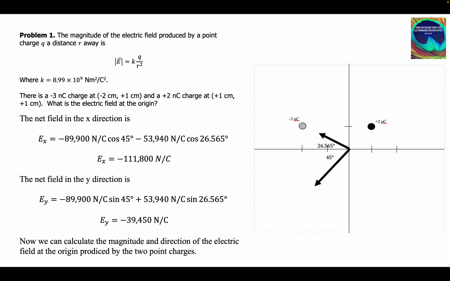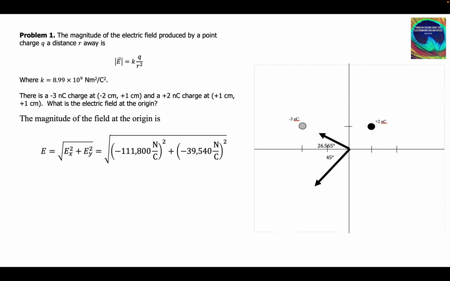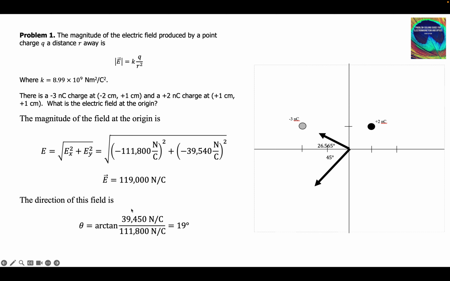So now we can use the Pythagorean theorem to get the magnitude of the electric field. E sub x squared plus E sub y squared, square root. And the answer is 119,000 newtons per coulomb. That's the magnitude. To get the angle, we can use arctangent. The vertical component is 39,004, and the horizontal component is 111.8, and that's 19 degrees, and we know it's below the negative x-axis. So we have the answer.